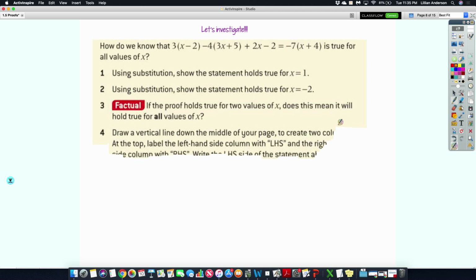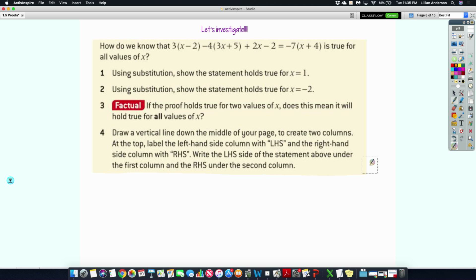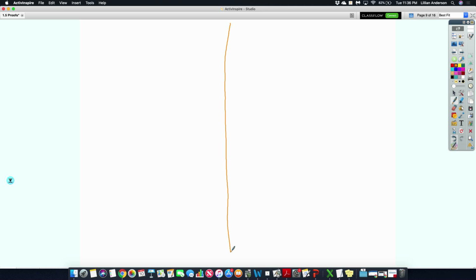Now that you've thought about it, I want you to draw a vertical line down the middle of your paper, to create 2 columns, like the old school 2-column proofs that you used to do back in geometry. At the top, label the left-hand side column with LHS and the right-hand side column with RHS. Write the left-hand side of the statement above under the first column and the right-hand side under the second column. So your paper should have a line down the middle, with the left-hand side written out and the right-hand side written out.